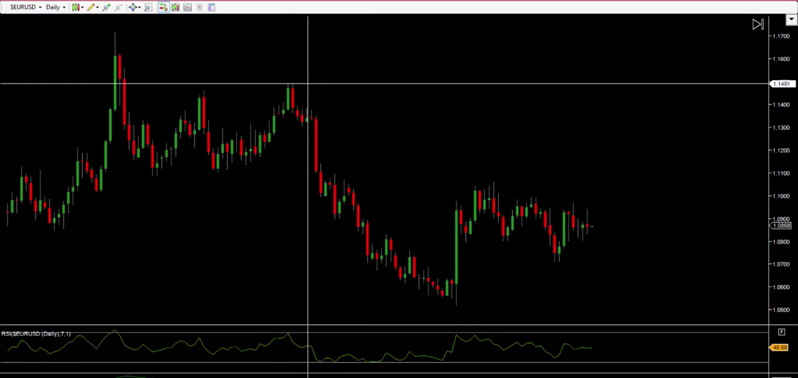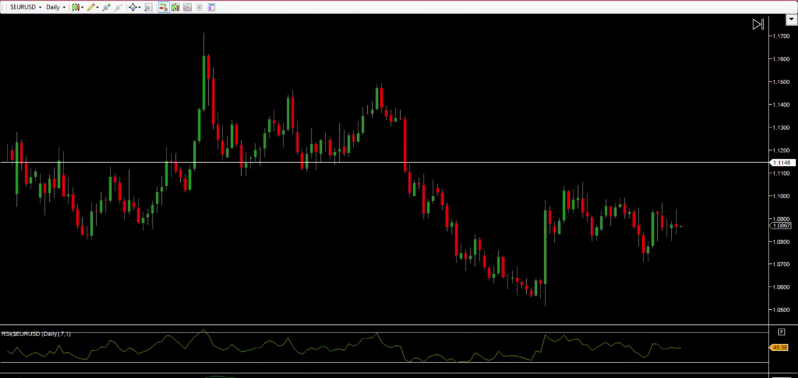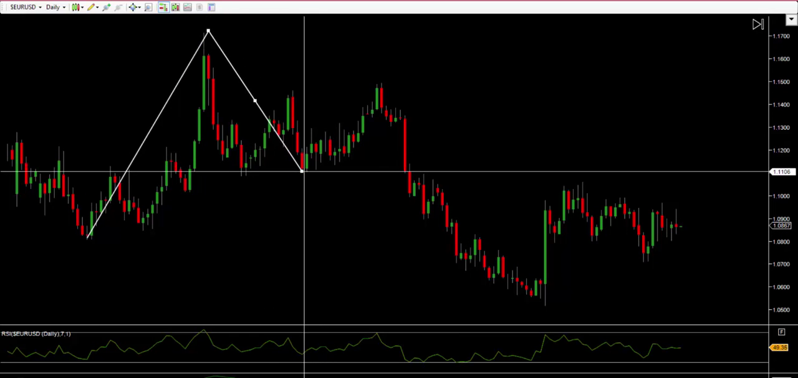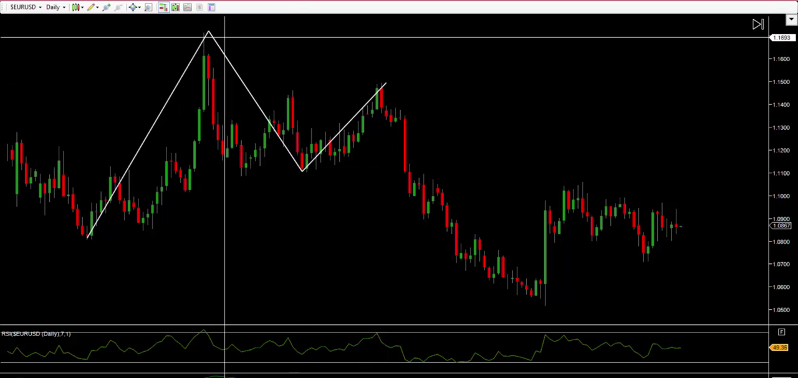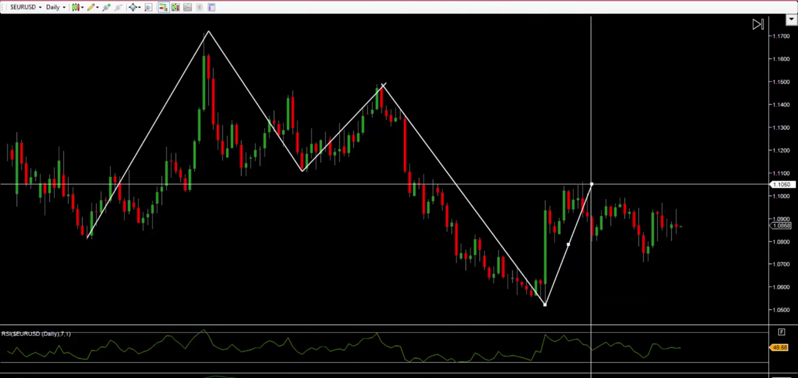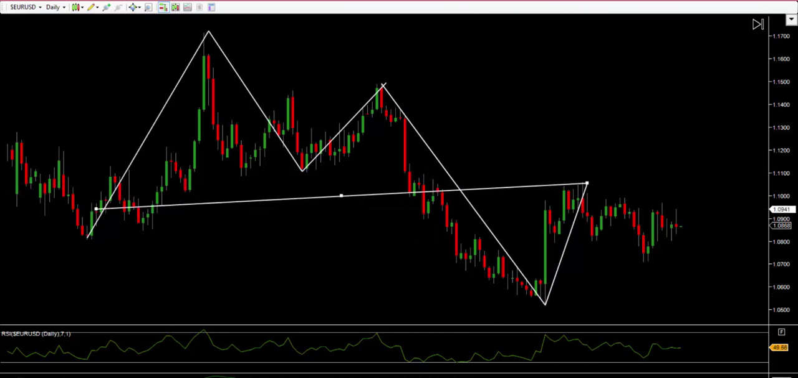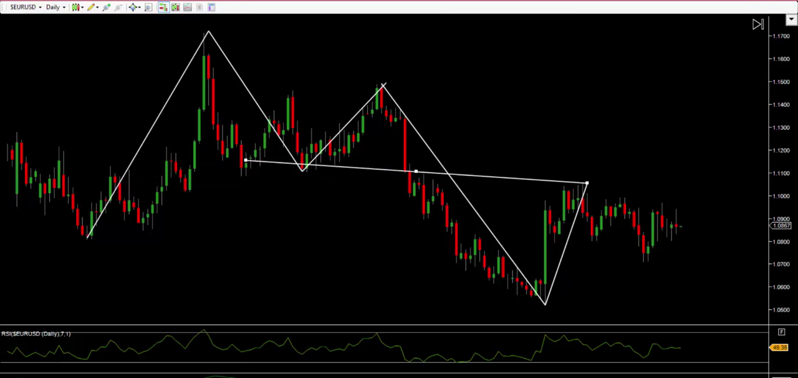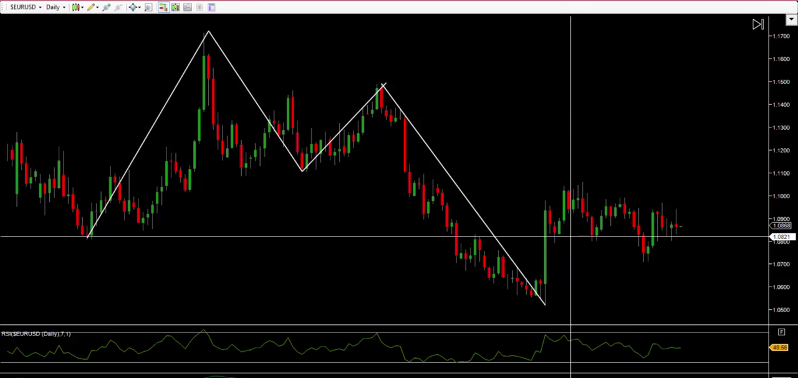We're on the daily chart, and reading the price action, we've had a move up, a move down, and couldn't get up to test this level here. Price moved back down, retraced, and moved back into structure. Simple. So we've read the chart, and we can say that we're bearish.